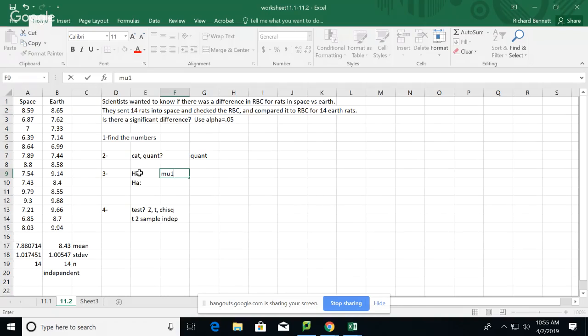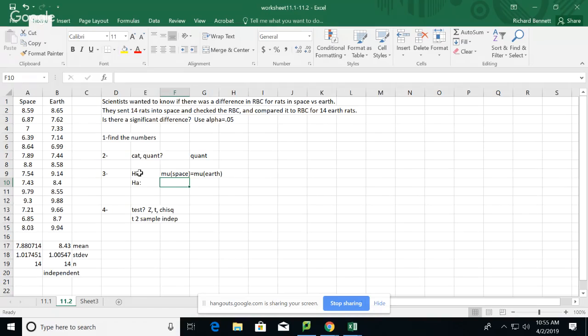How about mu1? Normally I say mu1 equals mu2, but if you want to be super clear, you could say mu space equals mu earth. Okay? Or mu1 equals mu2, or mu space equals mu earth. Okay?